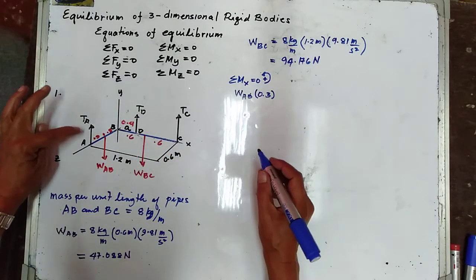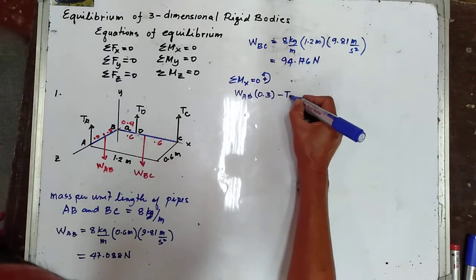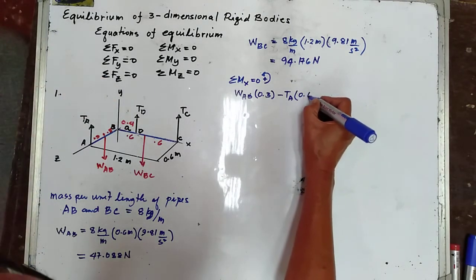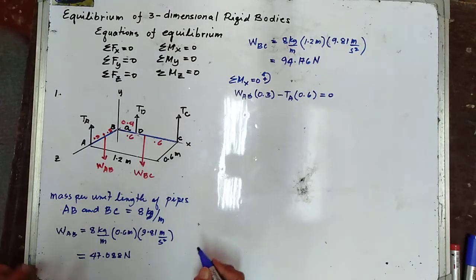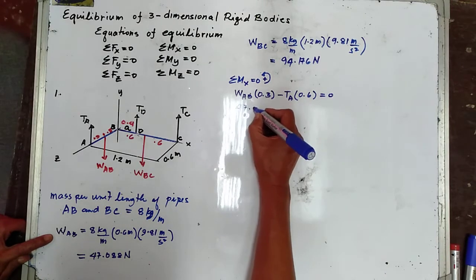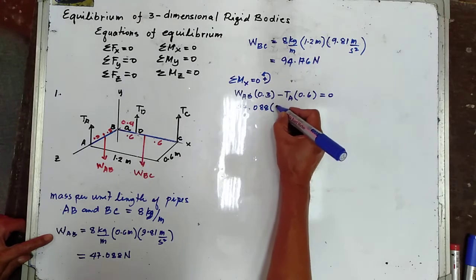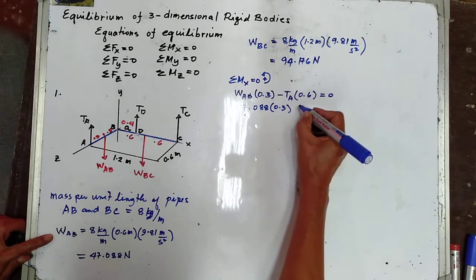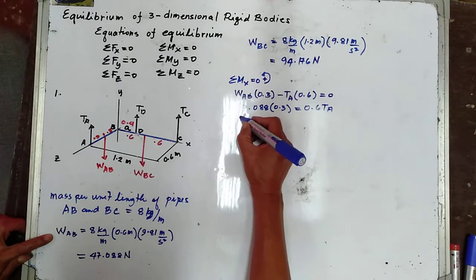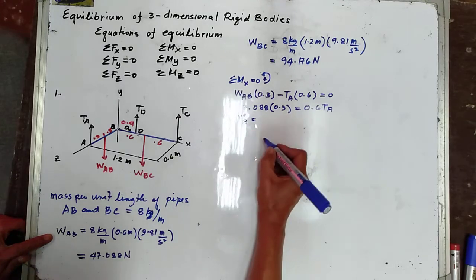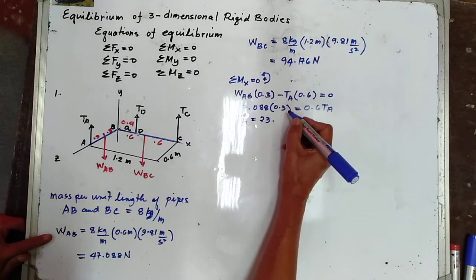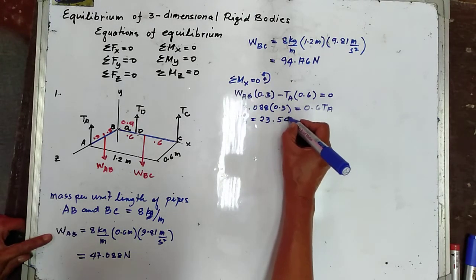Okay. So it is WAB minus TA, multiplied by the moment arm, which is equal to 0.6, and this is equal to 0. So WAB is 47.088. Multiply this by 0.3 is equal to 0.6 TA. Hence, the value of TA is now equal to 23.544 newtons.